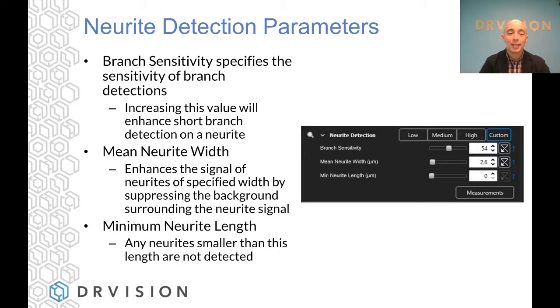And lastly, we are going to deal with neurites. Again, these are the dendrites or axons. A branch sensitivity factor specifies the sensitivity of the branch detection algorithm. Increasing this value enhances short branch detection on a neurite. The mean neurite width enhances the signal of neurites of the specified width by suppressing the background that surrounds that neurite signal. The minimum neurite length is an exclusionary criterion, so any neurites smaller than this length will not be included in the detection results.